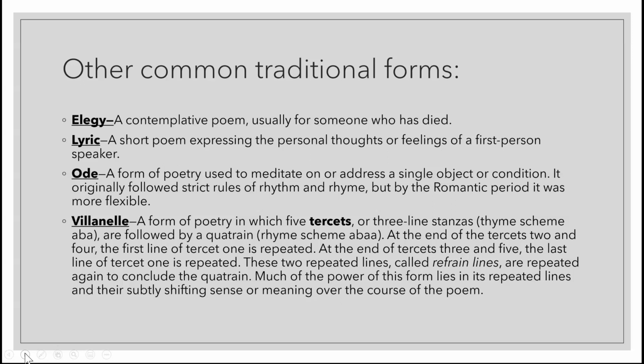At the end of tercets 2 and 4, the first line of tercet 1 is repeated. At the end of tercets 3 and 5, the last line of tercet 1 is repeated. These 2 repeated lines, called refrain lines, are repeated again to conclude the quatrain. Much of the power of this form lies in its repeated lines and their subtly shifting sense of meaning over the course of the poem. We will see examples of all of these as we read.